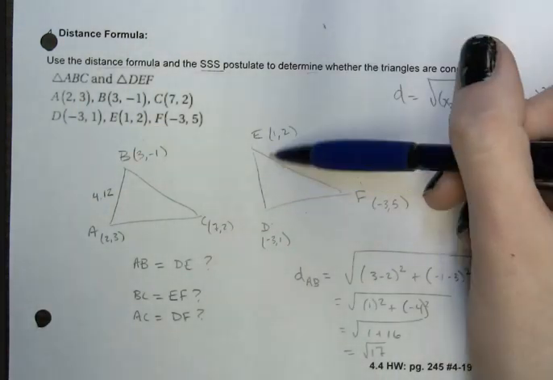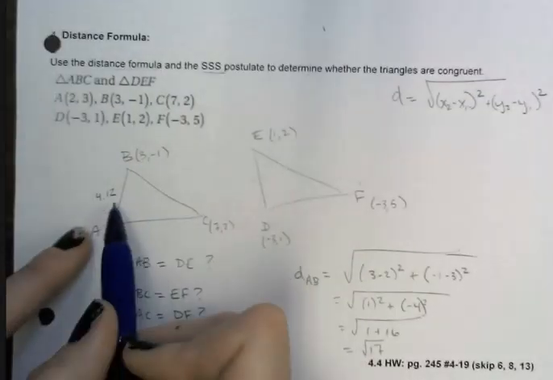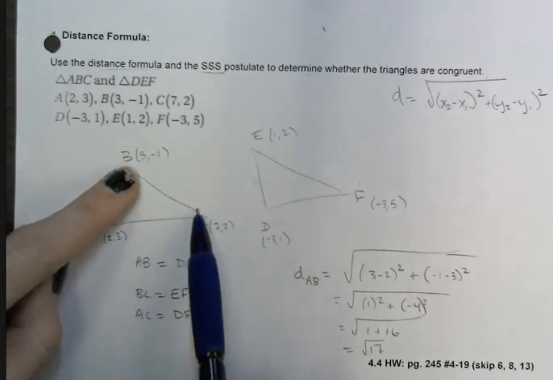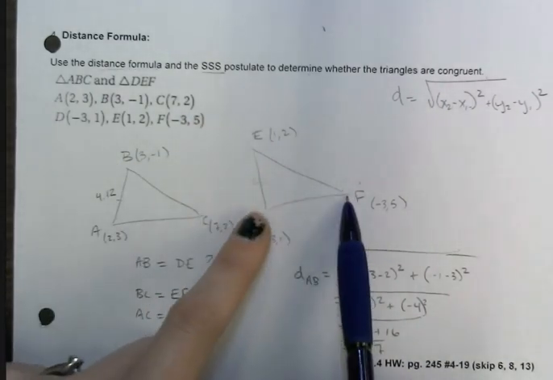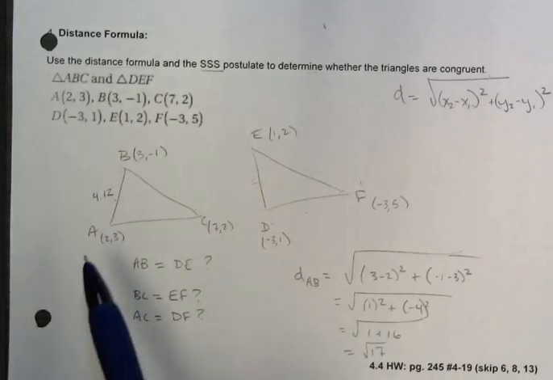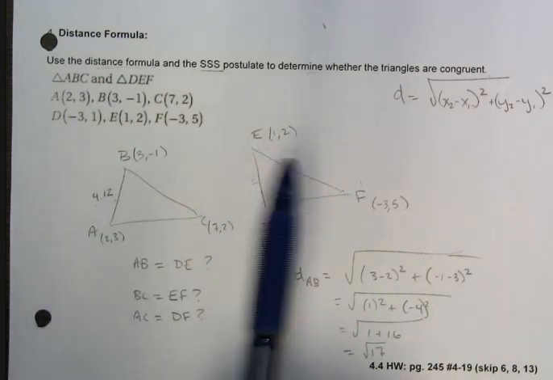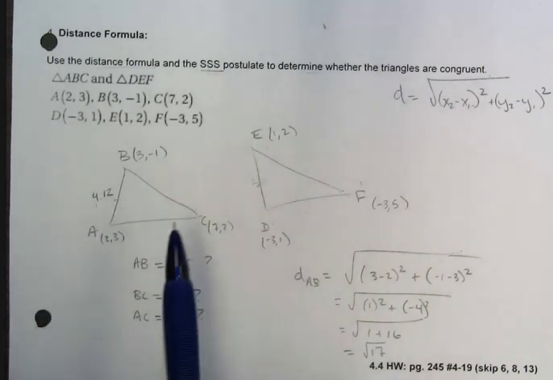Now I would repeat this exact same thing for DE and see if they were the same. If they were, I could say that this side was congruent to this side. And then I would keep moving. Then I would check BC's length compared to EF's, AC's compared to DF's. If they're all the same, then I have congruent triangles. If I find any corresponding sides that don't match, let's say I got 4.12 for this side and I got 5 for this one, there's one side that doesn't match. That means they're not congruent, and I wouldn't have to keep going.